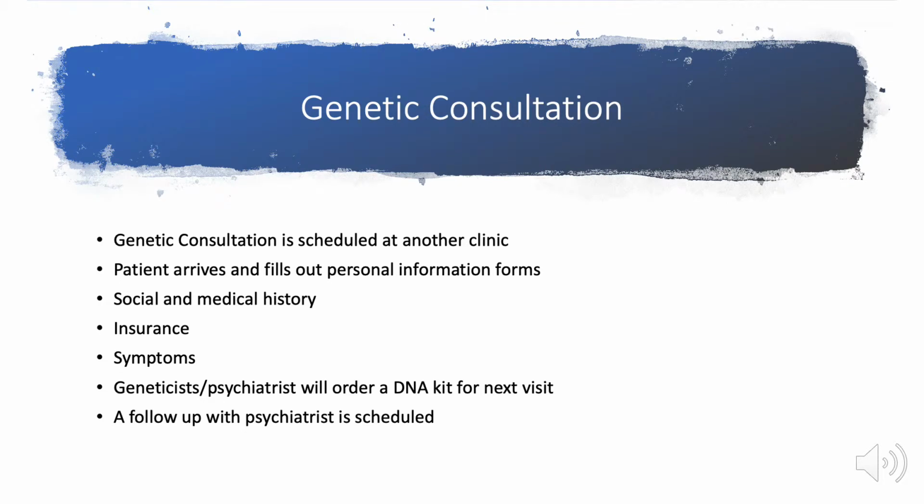Between the first and second visit, the genetic consultation is scheduled. The patient will most likely be referred to a psychiatrist or geneticist by the physician. Once the patient arrives, the patient will most likely need to fill out personal information, social and medical history, insurance, and symptoms for the geneticist's office, unless the primary care physician is able to transfer the patient's EMR to the facility. The psychiatrist will order a DNA kit for the next visit, and finally, the patient will schedule a follow-up appointment with the psychiatrist.